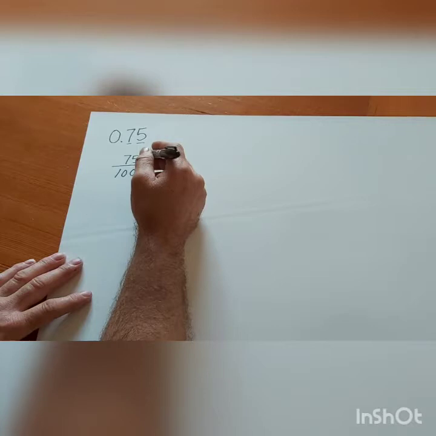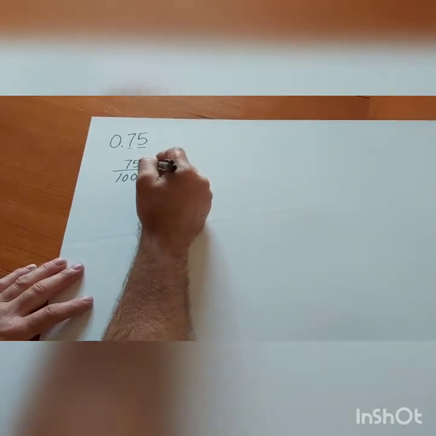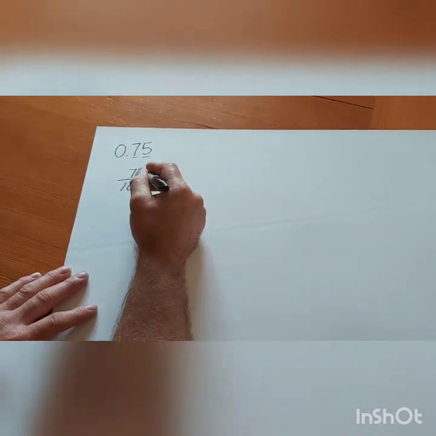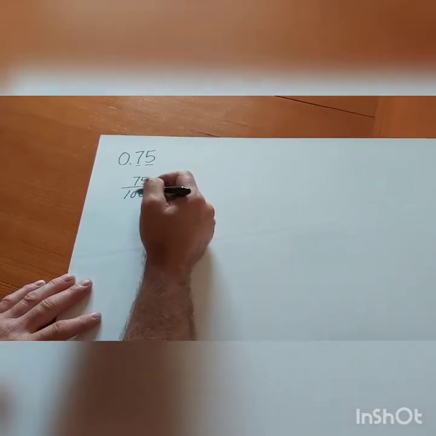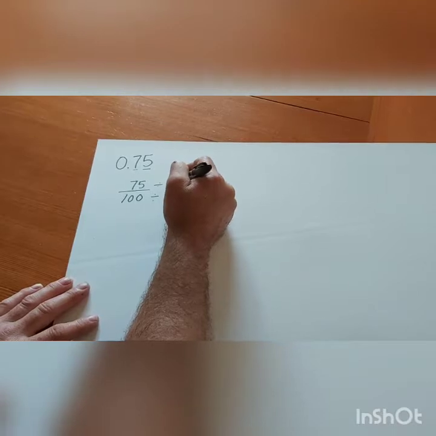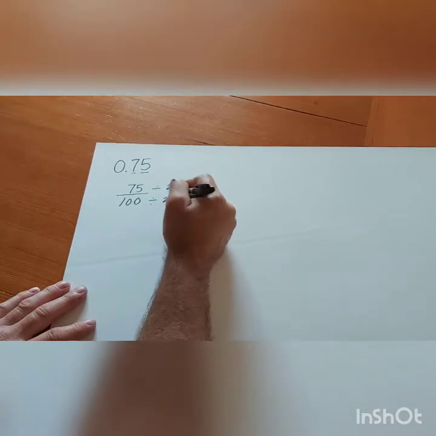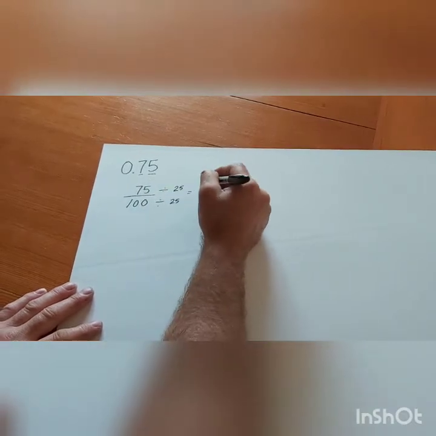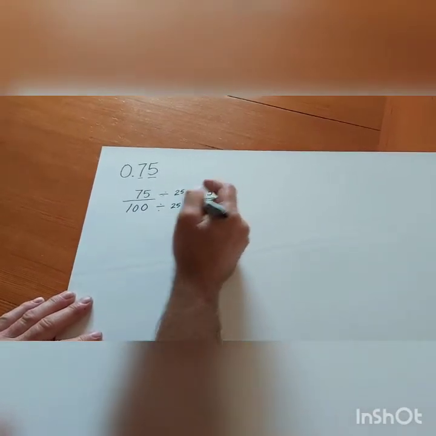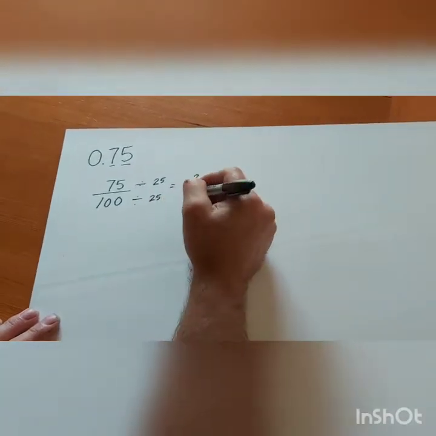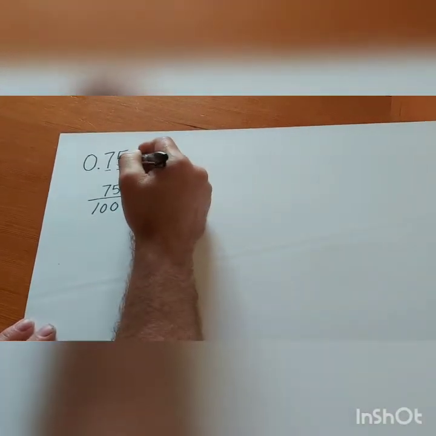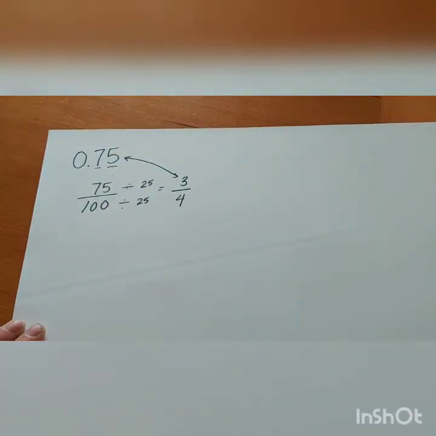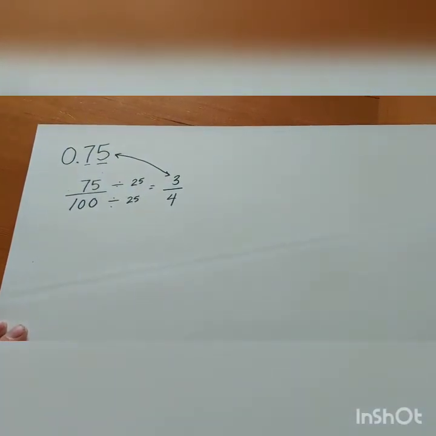Now, because I can reduce this fraction, I'm going to reduce it by the same number for top and bottom. That is, 75 and 100 are both divisible by 25. And in doing so, 75 divided by 25 is 3, and 100 divided by 25 is 4. So decimal 0.75 is actually the same as 3/4. They're equal.